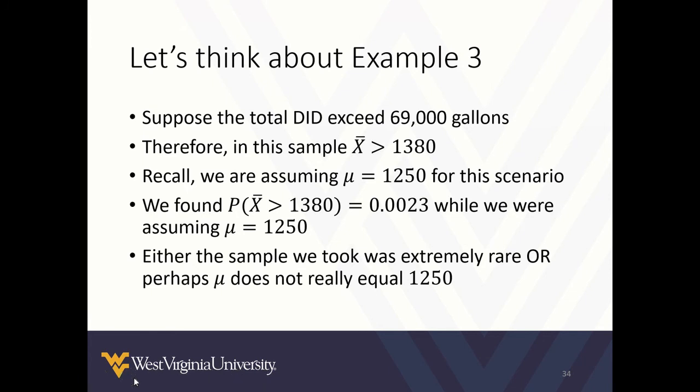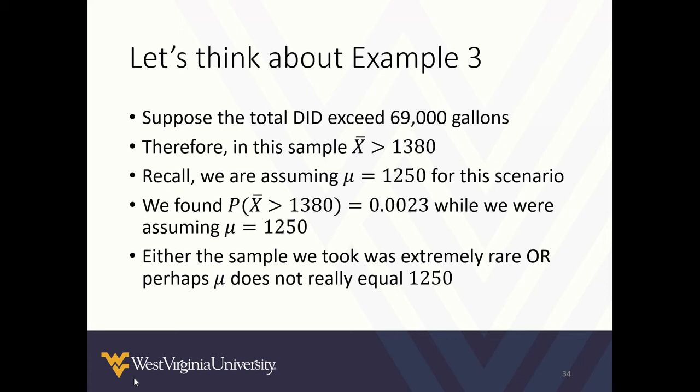So in both our example 2 and example 3, we had these situations that are pretty rare. And I want to talk about what that can mean for us. So let us suppose that that total did exceed the 69,000 gallons. So therefore, our sample mean was greater than 1,380 for each house. And again, we are still assuming that our population mean is 1,250 in this scenario.